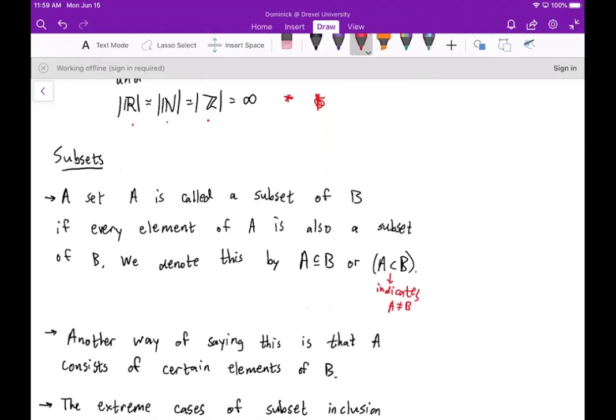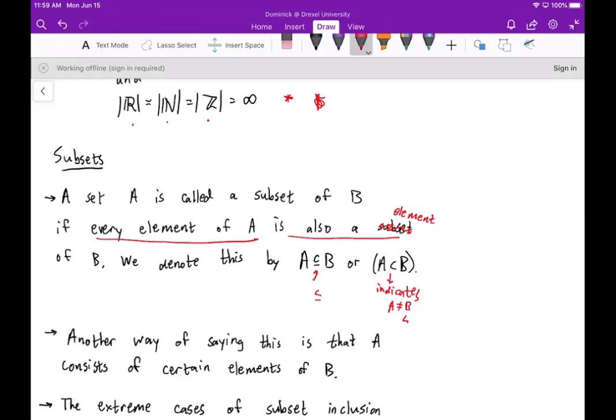Okay, now the next concept related to sets is the idea of subsets. Now we say that a set A is called a subset of B if every element of A is also, I should say, an element, this little typo, is also an element of B, right? And of course we denote this by A and then sort of a C with a line under it. And you can almost think of these as being analogous to the less than or equal to or the less than symbol.